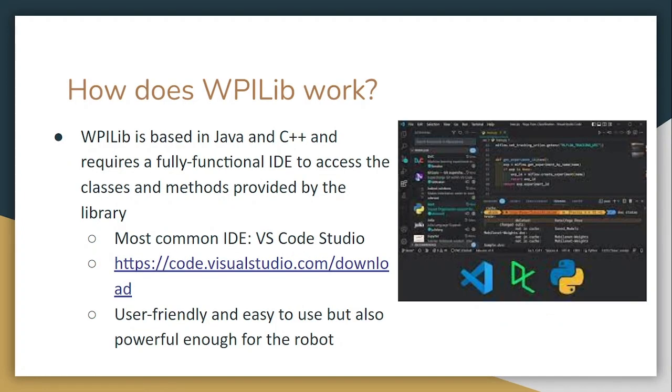Well, how does WPILib work? WPILib is based in two languages, Java and C++, and requires a fully functional IDE to access the classes and methods provided by the library. The most common IDE used for FRC is VS Code, which can be downloaded at this link here. It is user-friendly and easy to use, but also powerful enough for the robot. VS Code can also run languages outside of Java and C++, such as Python and JavaScript, if you would like to experiment.